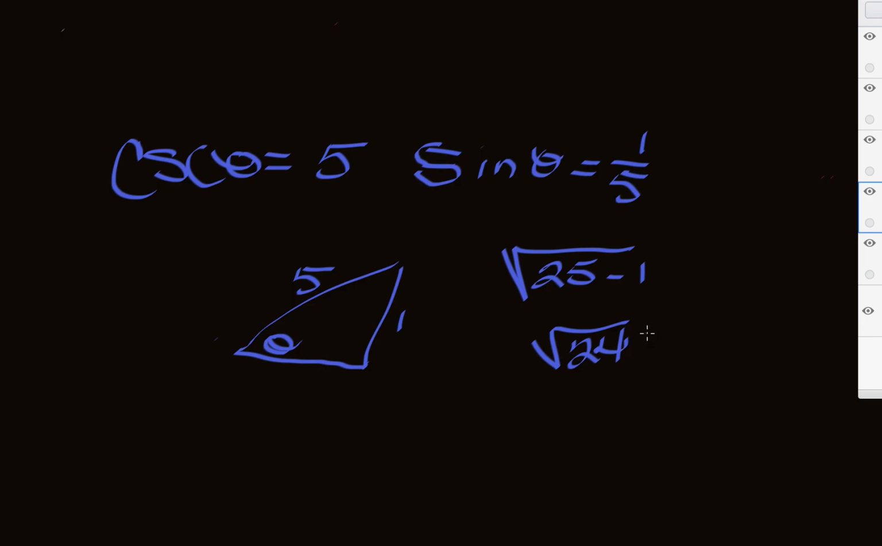Square root of 24 has a 4 in it, right? A 4 and a 6. So we would say this is 2 root 6. If you left it as square root 24, I'm not going to cry, but I'm going to write down 2 root 6. And then now you have all the sides and you can write down your trigonometric functions.